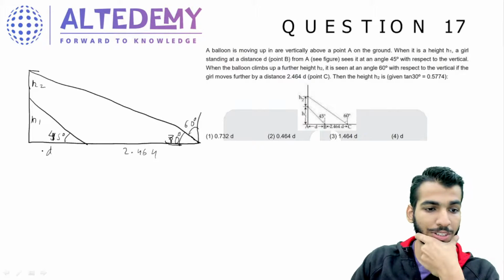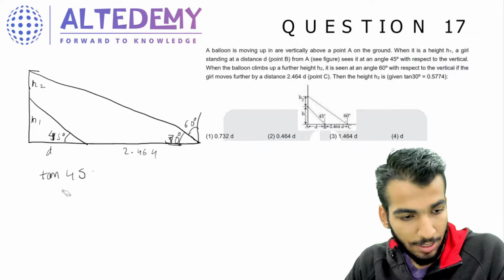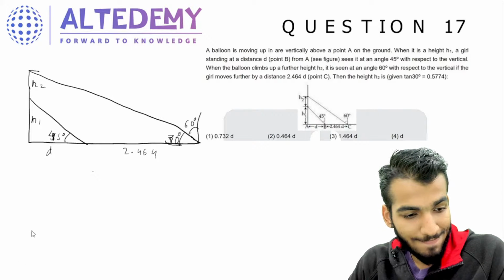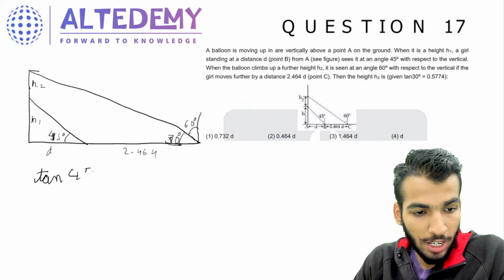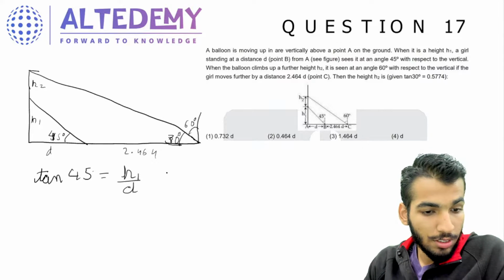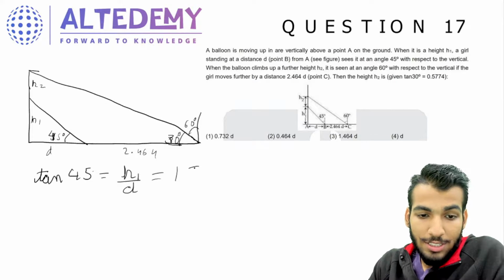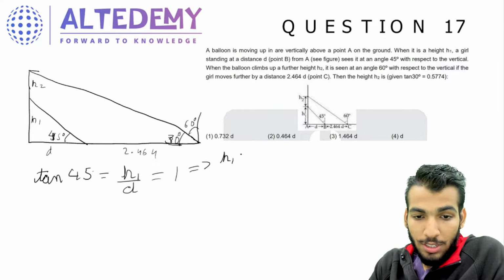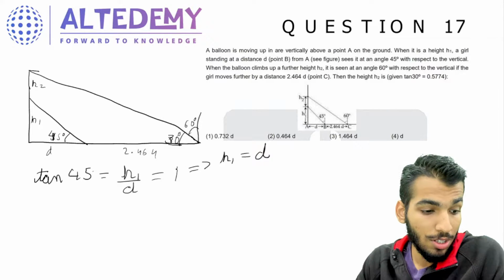So what is tan 45? Let's write it in a more beautiful way because it's better to understand that way. Tan 45 shall be equal to h1 by d. Again, that shall be equal to 1. So h1 equals d. Something to keep in mind, maybe it might come useful, right?